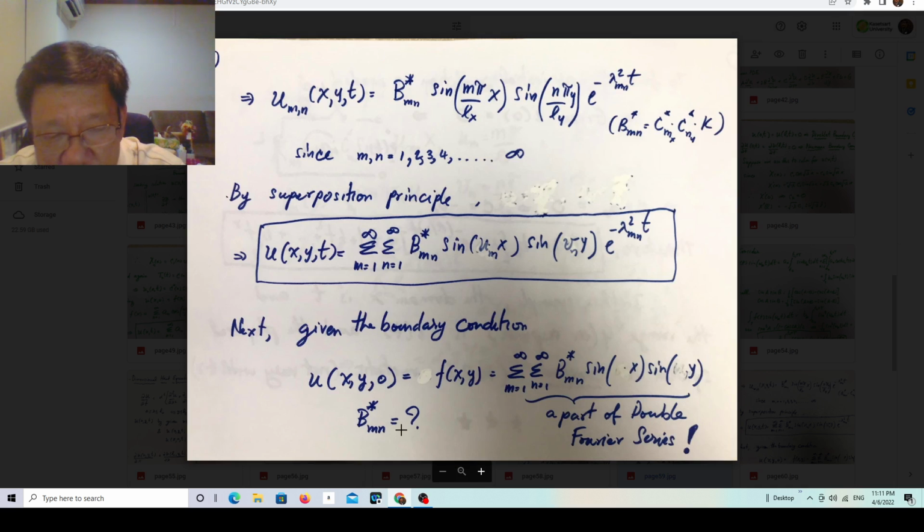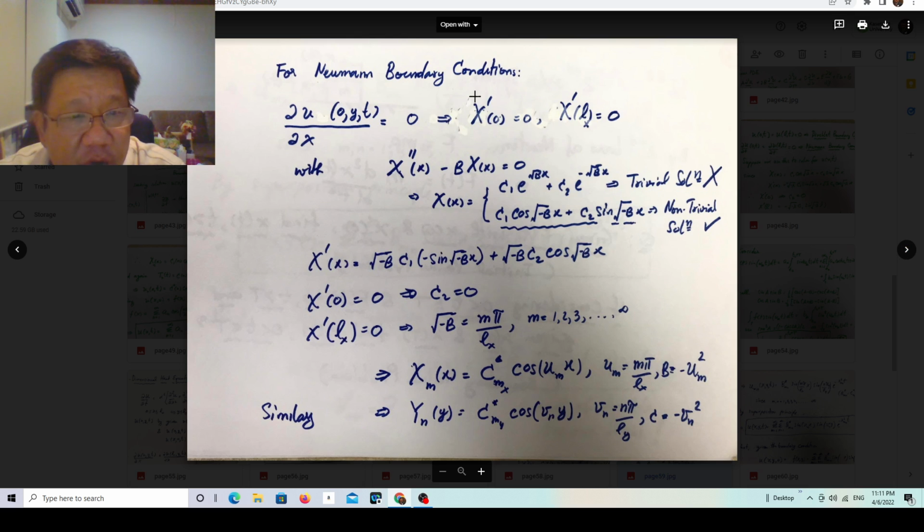What is the relationship? If you know f of x, y, how do you define B star sub mn? And for the Neumann condition, in a similar way, this is the boundary condition that relies on the first-order term. Therefore, we show a little bit that this is the second-order differential equation for the complementary solution. You end up having here this one.